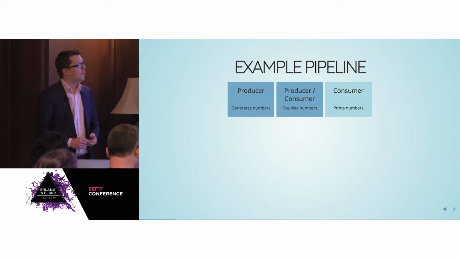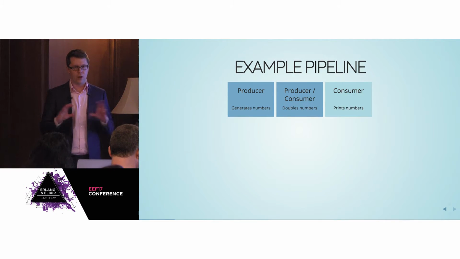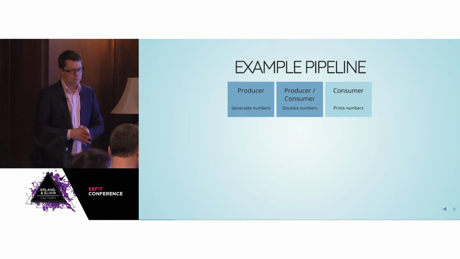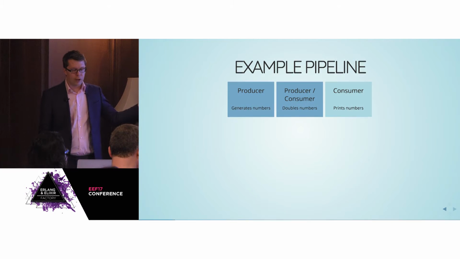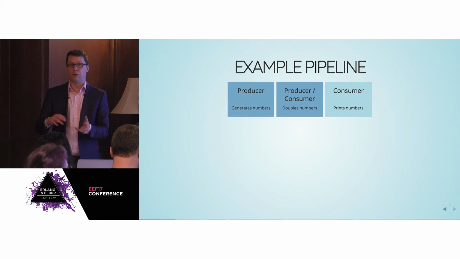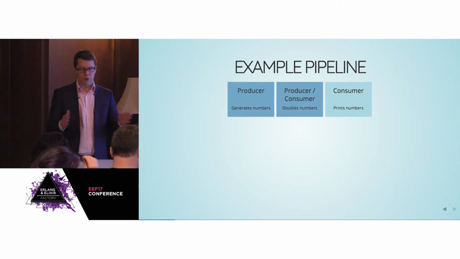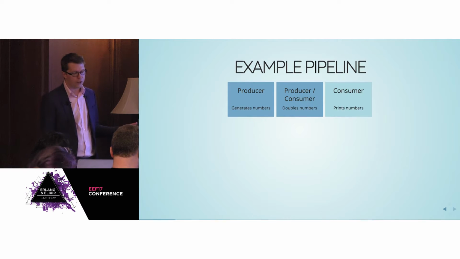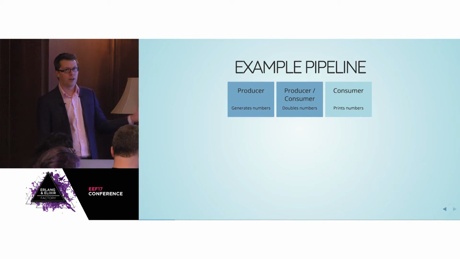So the way that this works is that you start to design your applications in stages, where you will have a producer stage that's generating data, and a consumer stage that does the final transform in that data, and any number of producer-consumer stages in the middle. So in the example pipeline that they give in the documentation, you have a producer that's just generating numbers, an infinite number of numbers, in response to demand from the consumer. And then the producer-consumer stage receives those numbers, and it manipulates them in some way. In this case, it just doubles them before handing them on to the consumer.